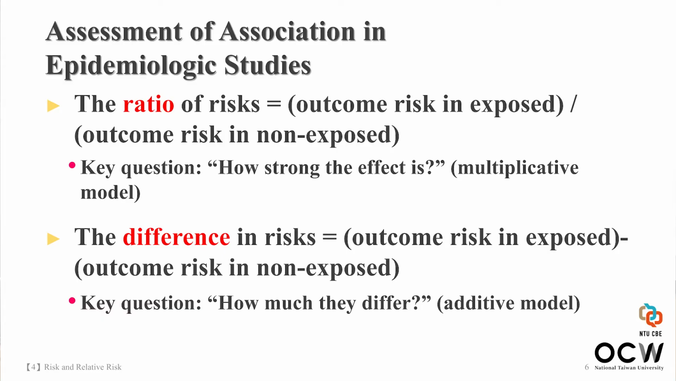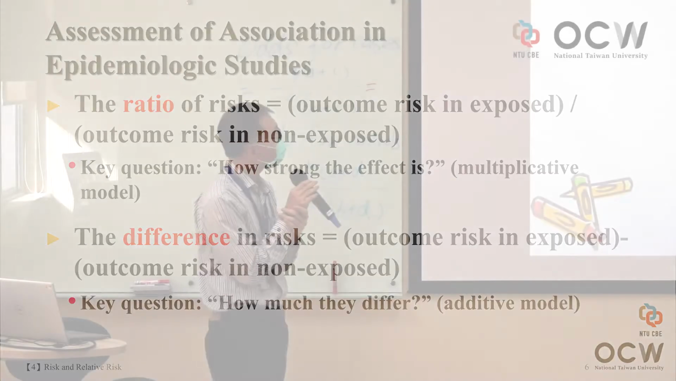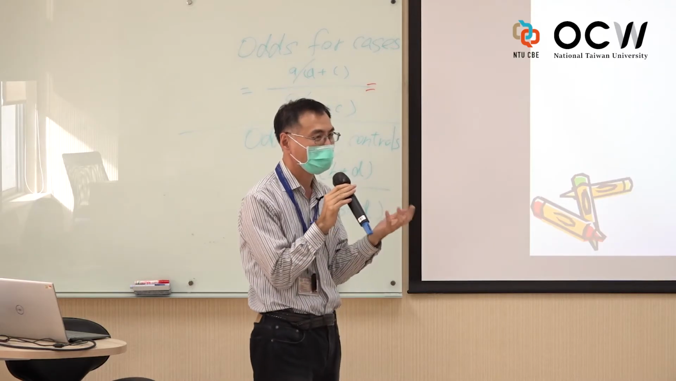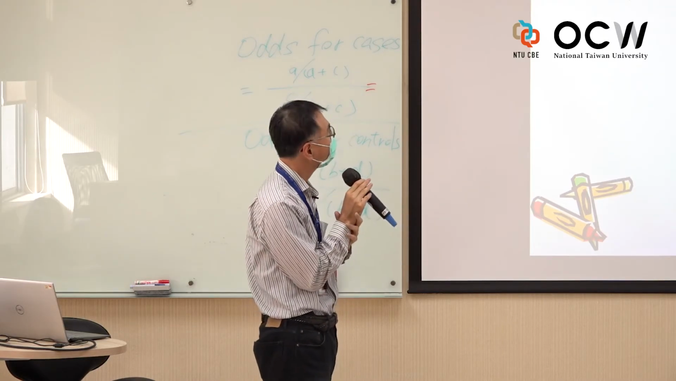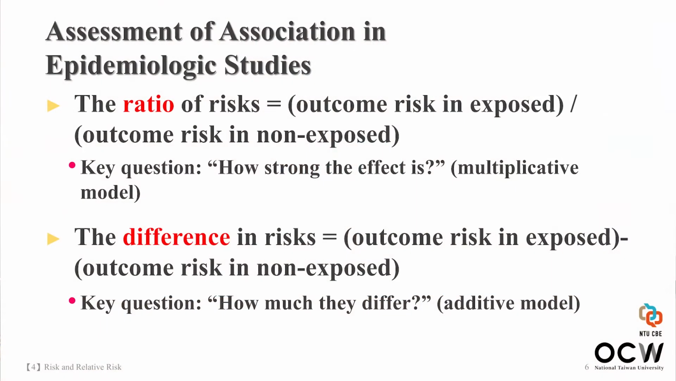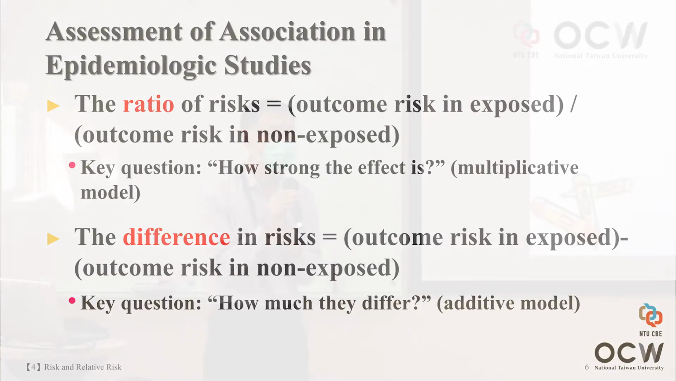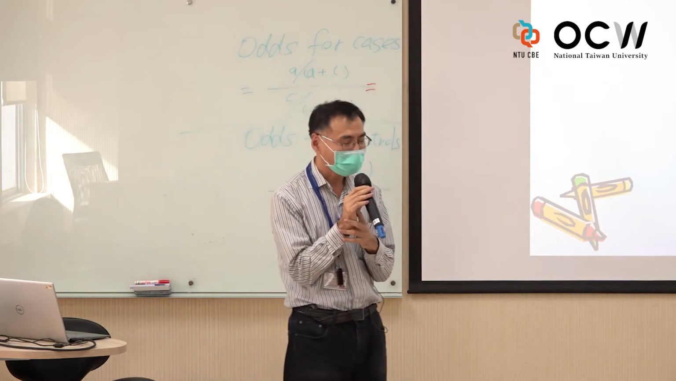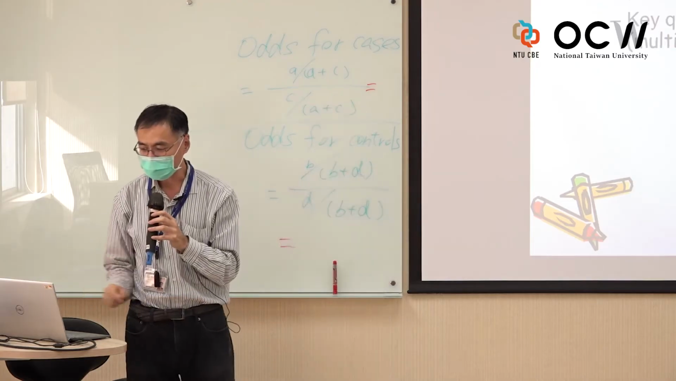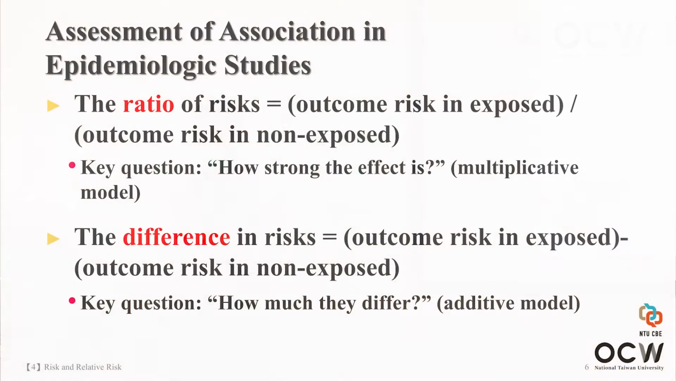So when we're trying to perform the assessment of association in epidemiologic studies, we have to use the idea about ratio of risks. Risk is a number. It could be prevalence or incidence. But we could do the calculation of the ratio, which is the outcome risk in exposed divided by outcome risk of non-exposed. So this is the idea of cohort study, which is basically comparing the people with exposure to the ones without the exposure. That's the basic idea. So the key question is asking how strong the effect is for the exposure.